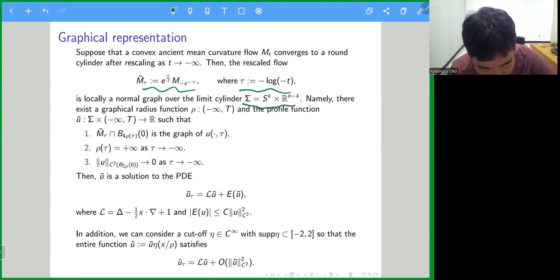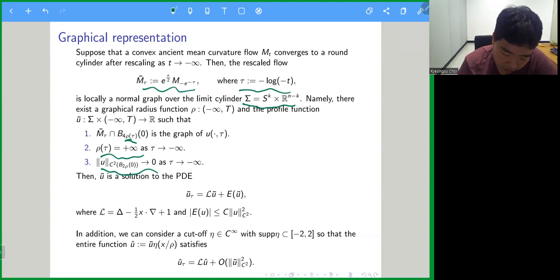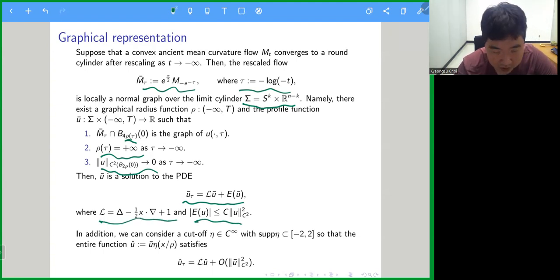let me write sigma. Then locally it looks like some epsilon graph over the cylinder, and it converges to 0. So this is the graphical radius, and the graphical radius increases, and in the graphical radius rho, in C2 or say C infinity sense, it converges to 0. Then this scalar function u bar satisfies some heat equation, some parabolic equation, where this L is some operator, and the error is a quadratic error.